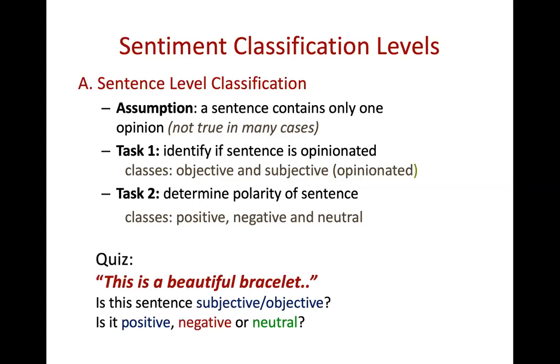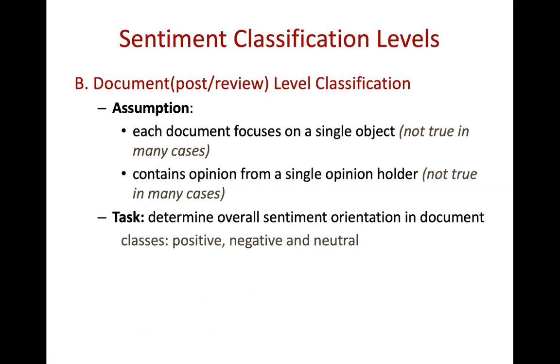So, this is a beautiful bracelet. Is this subjective or objective? Is it positive, negative, or neutral, right? So you have to figure it out. And there's no answer to this quiz because you need to have a lot of context about that. And therefore, we also have document-level classification that has a little bit of context around each sentence, and it actually helps you to identify sentiments better.